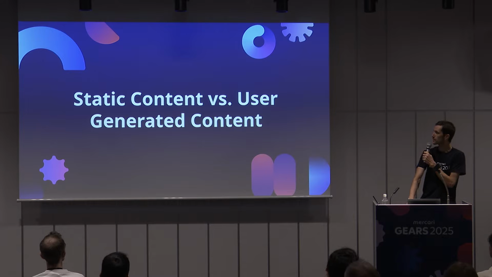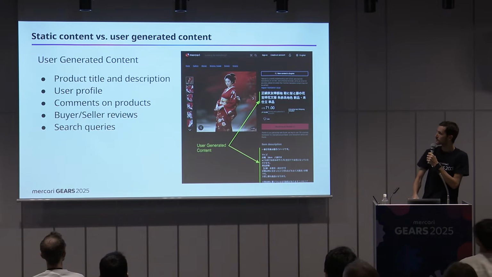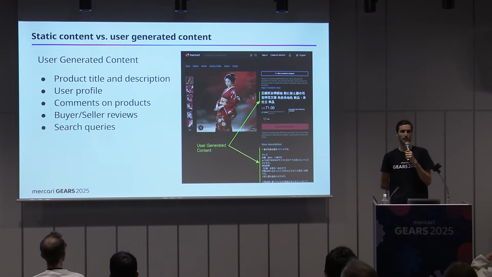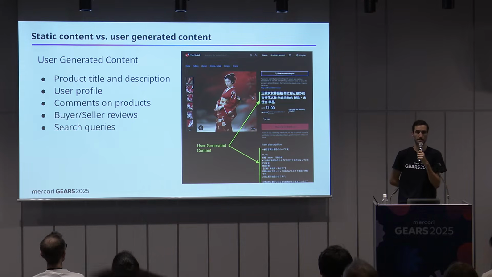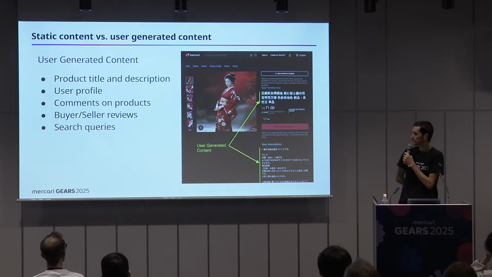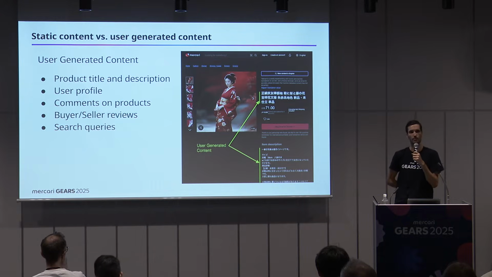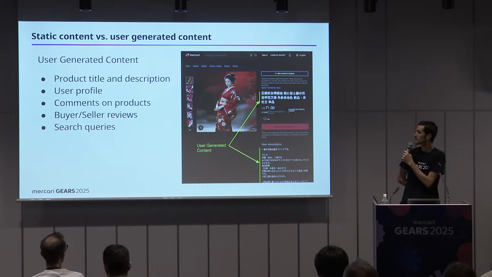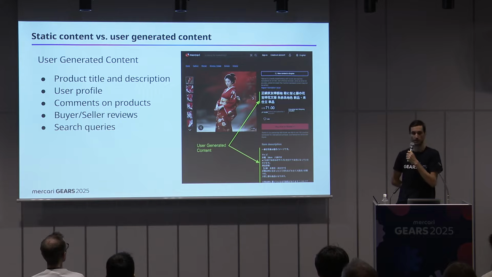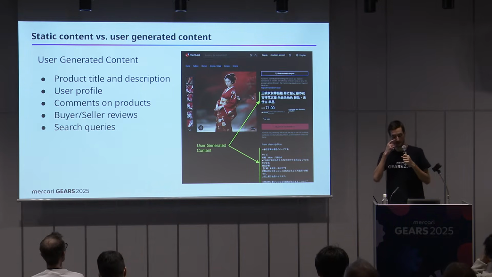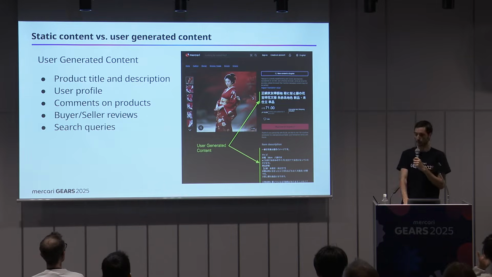What is user-generated content? Let's take this screenshot. Mercari is a C2C marketplace, meaning all the products on that marketplace are created by the users. The title and the descriptions are written by the user. We have other types of user-generated content. They can write their profiles, they can write comments on the items, they can make reviews when they buy, and the search queries that they make as well. I'm not going to talk about search, it's a fairly more complex topic.